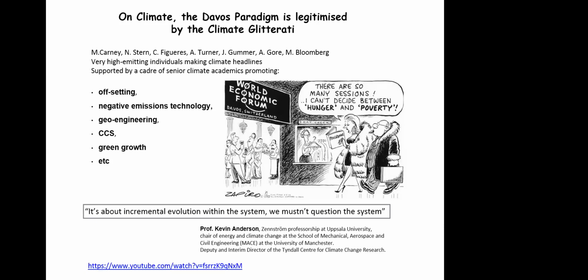What they are proposing are all technological. So offsetting, well, that's maybe not quite so technological, because what it really means is that you can carry on living your lifestyle, but if you plant enough trees, you're offsetting your carbon emissions.